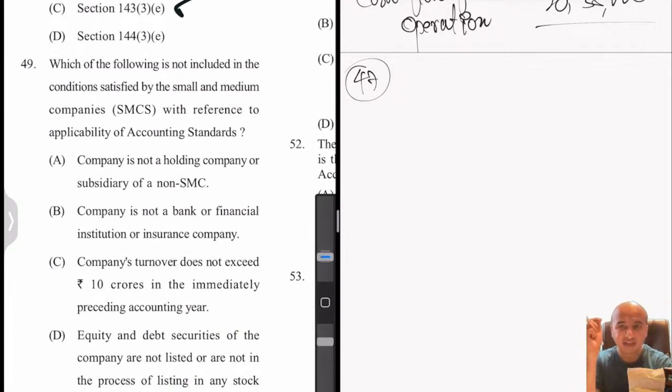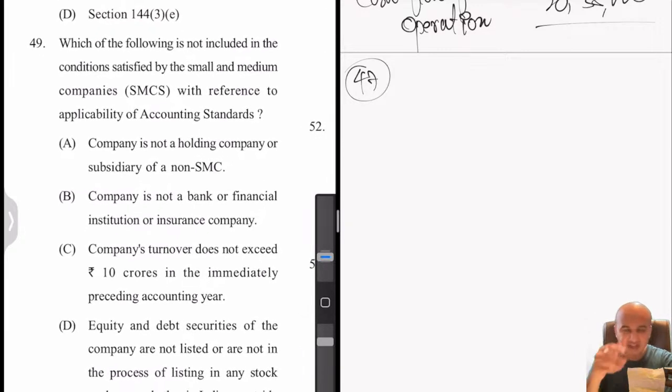Then question number 49. Let's see what exactly we have in store here. Which of the following is not included in the condition satisfied by the small and medium companies with reference to the applicability of accounting standards? Again, a very straightforward question, I would say, because there is nothing much to calculate. All that we have to understand is whether, if you know the provisions, you will be able to answer the question.